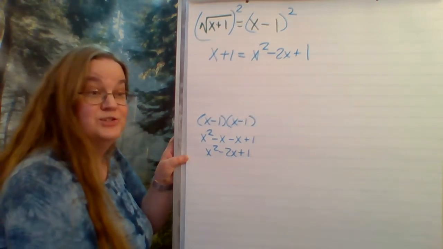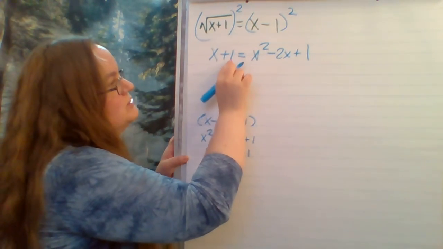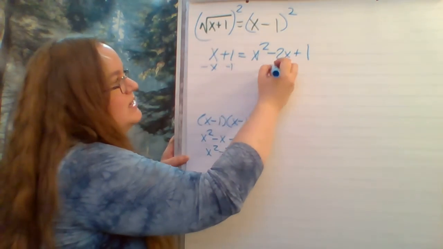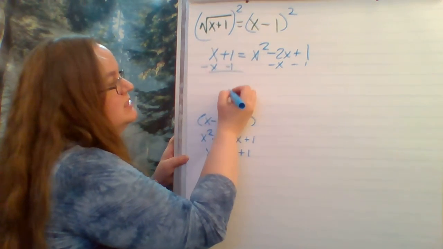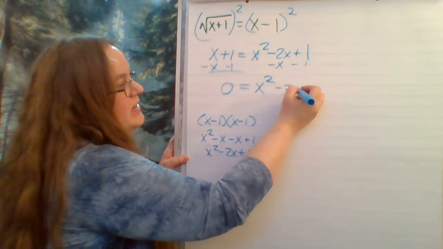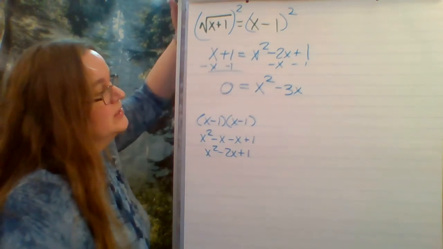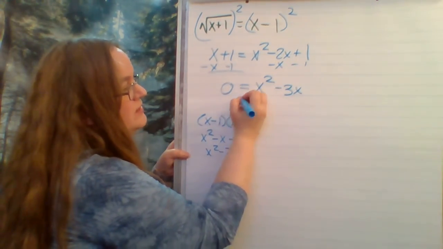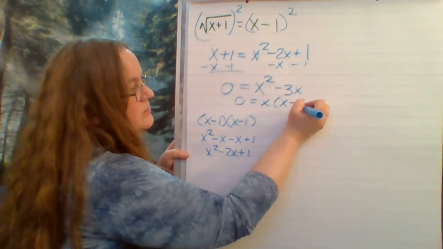I want to get all of the x's on one side. So I'm going to subtract 1 and I'm going to subtract x. I'm just going to do those both in one step. So this gets this side to equaling 0. So I get x squared minus 3x. The 1's cancel, so 1 minus 1 is 0. And now I can factor out x, the GCF. So that's going to be x times x minus 3.